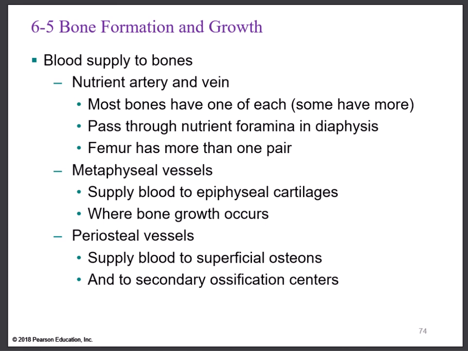So if you haven't noticed, I think I've mentioned it before, our bones are extremely vascular, right? They have a lot of blood vessels. So the main blood vessel that enters a bone, you're going to call the nutrient artery, right? There'll be a vein that accompanies it. Most bones have one nutrient artery. It goes through a little hole in the bone. Remember that a foramen is a hole. We call that hole the nutrient foramina, or the nutrient foramen. A big bone such as the femur is going to have more than one nutrient foramen just because it's so large.